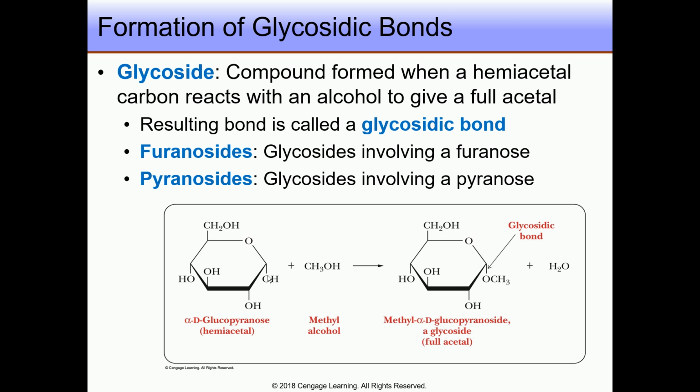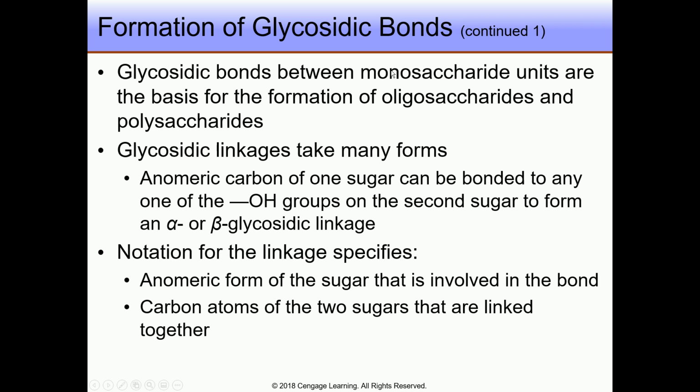So furanosides are the glycosides involving furanose, which means they have a ring with 5 members. Pyranosides are the glycosides involving a pyranose, which means they have sugars with 6 members. Now, glycosidic bonds. As I said, carbohydrates can be monosaccharides, disaccharides, polysaccharides. When two monosaccharides link with each other, they form a disaccharide.